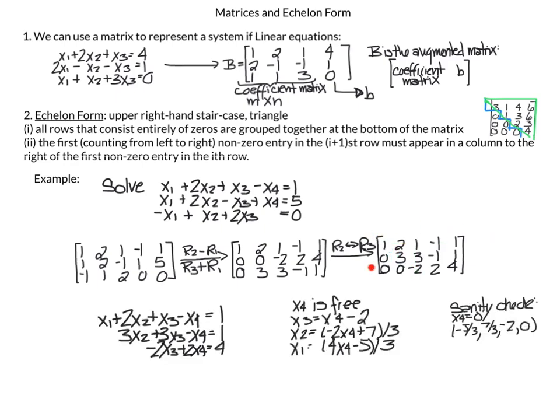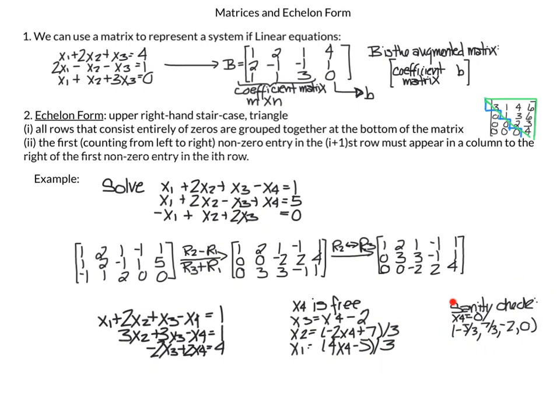Now, because I'm in echelon form, I can convert back into my system of equations. So I have x1 plus 2x2 plus x3 minus x4 equals 1. Then I have my 0, my 3x2, 3x3 minus x4 equals 1. And my minus 2x3, 2x4 is equal to 4. And now, because I have extra variables, my x4 can be free. I can solve for x3, x2, and x1 in terms of x4.